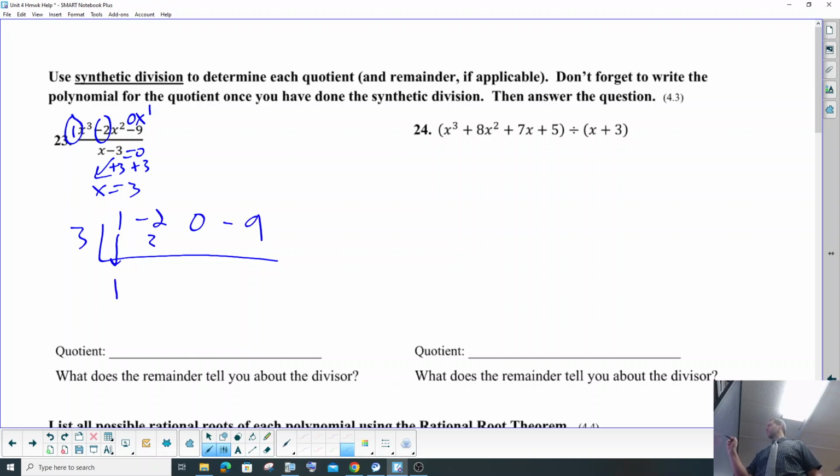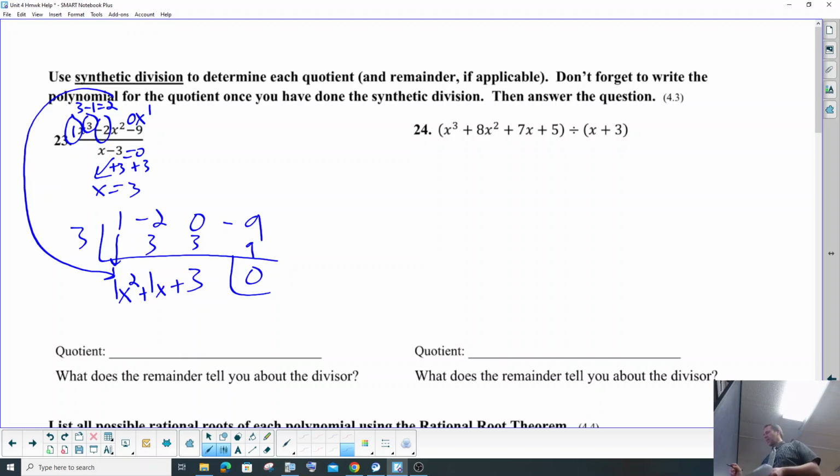So then we bring down the 1. 3 times 1 is 3. 3 with the negative 2 is 1. 3 times 1 is 3. And 3 times 3 is 9. We got a remainder of 0. Remember, it's 1 power less. So 3 minus 1 is a 2. And so that's going to be our x squared plus x plus 3.